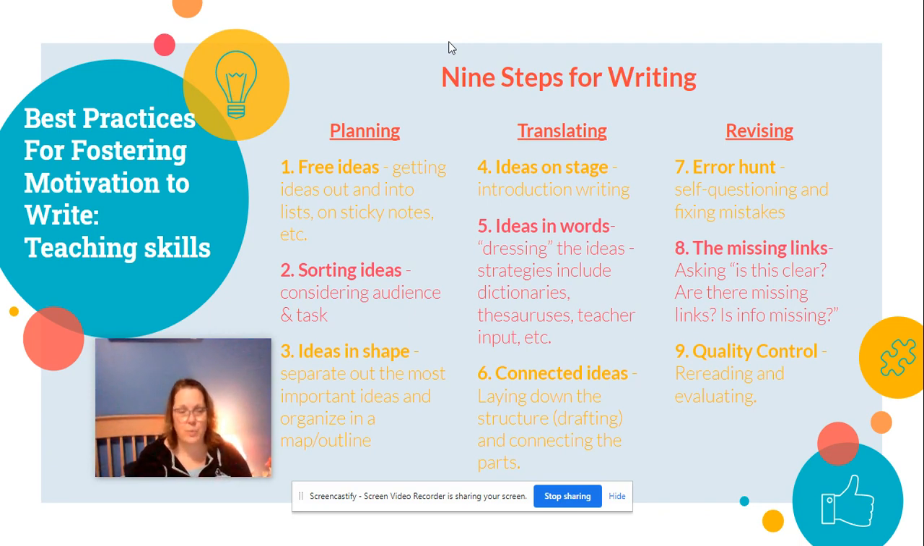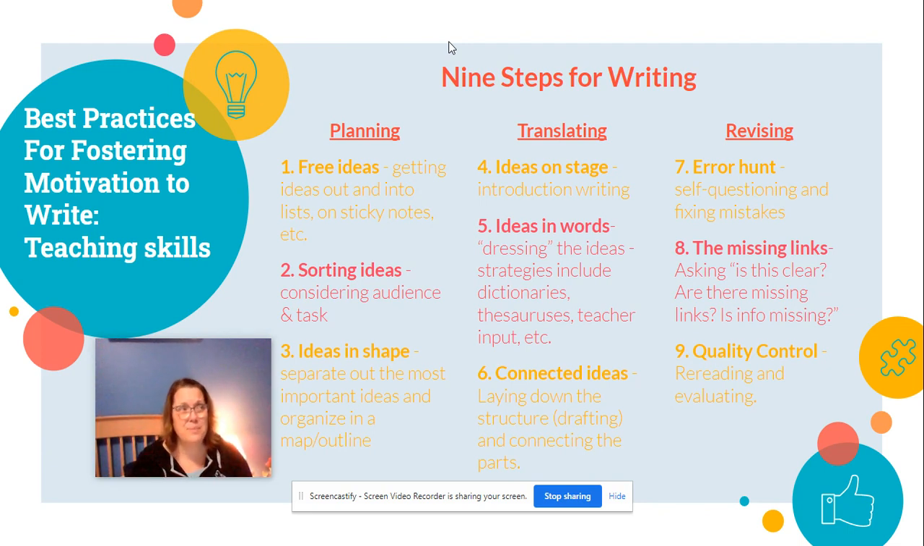We need to error hunt. We need to teach kids how to self-question and fix mistakes. Read things out loud to yourself. Go over it. Once they can do it for their own work, they can do it for somebody else's. Once they feel confident doing it in their own work, they'll feel confident doing it in someone else's work. The missing links is the next step. Ask, does this make sense? Is this clear? Did I miss information?